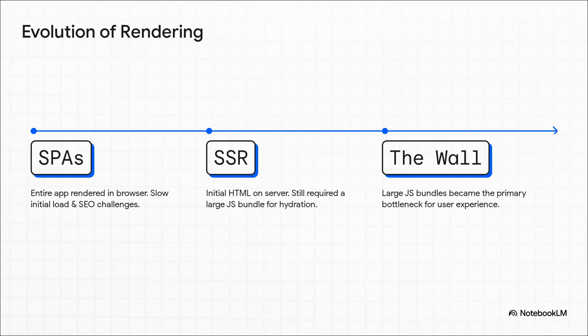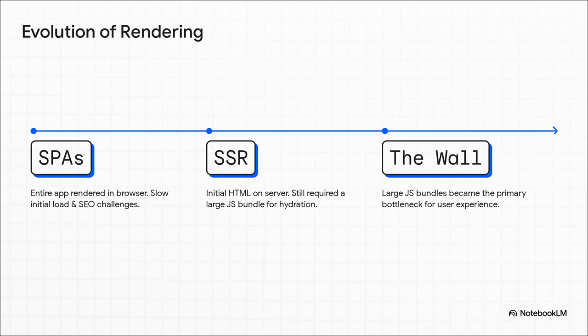React's journey started with single-page apps, or SPAs. The idea was simple. The entire app renders right in your browser. And that was awesome for creating these really rich, app-like experiences. But the downside? Super slow initial load times and SEO headaches.